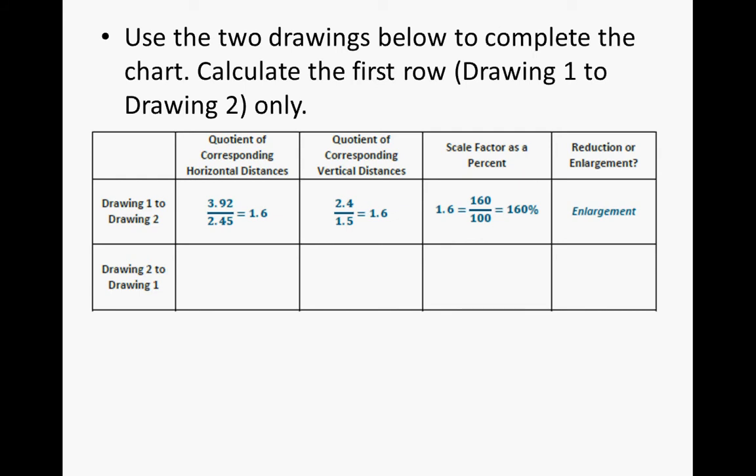The quotient of corresponding horizontal distances would be 3 and 92 hundredths, that's drawing 1, and drawing 2 is 2 and 45 hundredths. When you simplify that down, you should get 1 and 6 tenths. Doing the same thing with the quotient of corresponding vertical distances, you have 2 and 4 tenths compared to 1 and 5 tenths, and again that is 1 and 6 tenths. So the scale factor is a percent. 1 and 6 tenths is 160 over 100, which means it's 160%, so it is an enlargement.